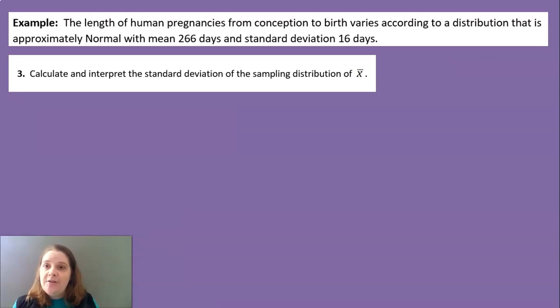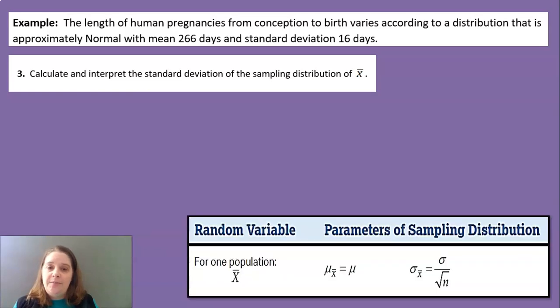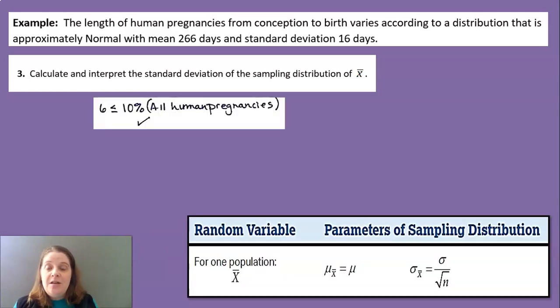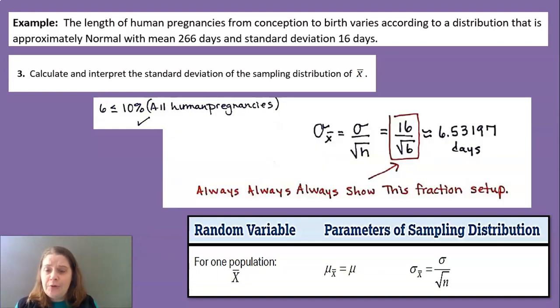It says calculate and interpret the standard deviation of the sampling distribution of X bar. All right, so again, in order to use that formula, I've got to make sure that my sample is less than 10% of my population. So is 6 less than 10% of all human pregnancies? Yes, for sure. And so the standard deviation of X bar is sigma over the square root of n. That's going to be 16 over the square root of 6, which is about 6.53 days.